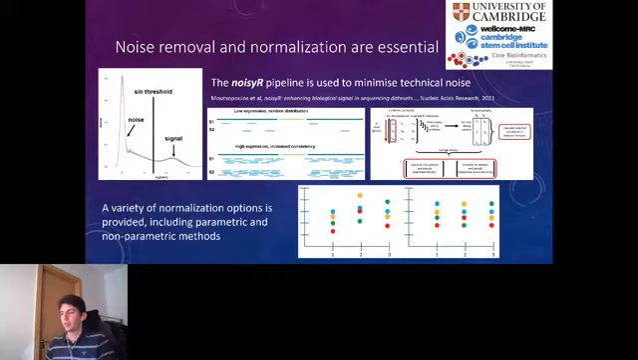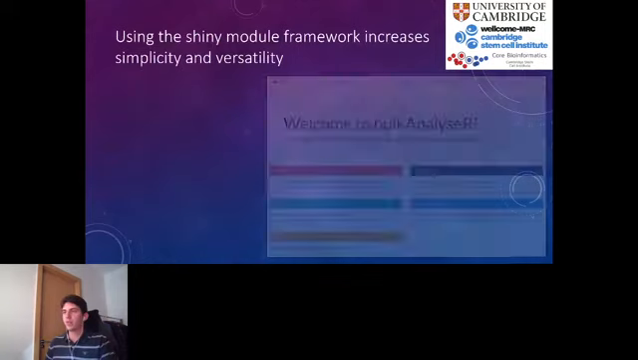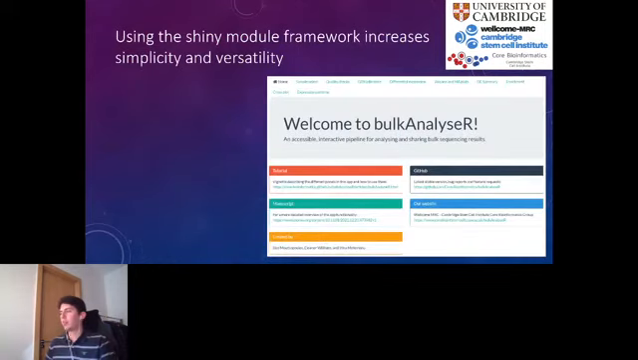And the second step of pre-processing is normalization, which is a standard step in RNA sequencing. We have many options, basically all the options that are available in the literature for normalization of RNA-seq data. Once you run the pre-processing, you can create your app, and an app typically looks like this.